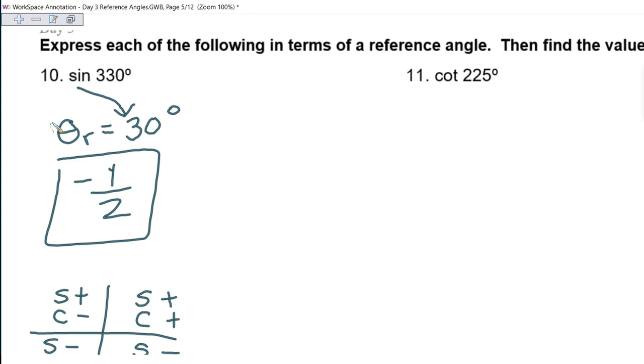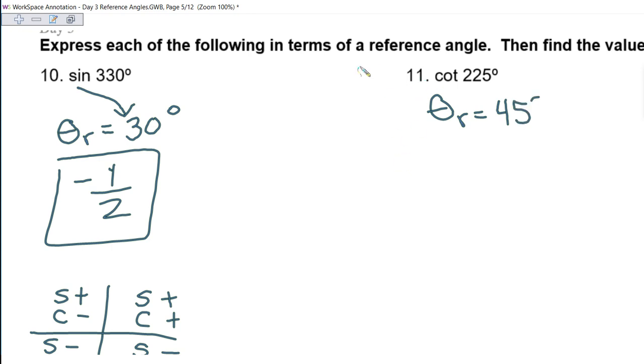So the first thing you need to do is find the reference angle and find the value associated with that trig function for the reference angle. Then you need to determine what is the sign. Is it positive or negative? And you determine that by looking at the quadrant where your angle given terminates. So look at number 11. We have 225 degrees. What would our reference angle be? 45 degrees. It's 45 degrees from the x-axis.